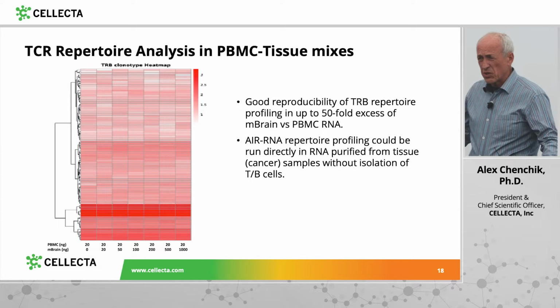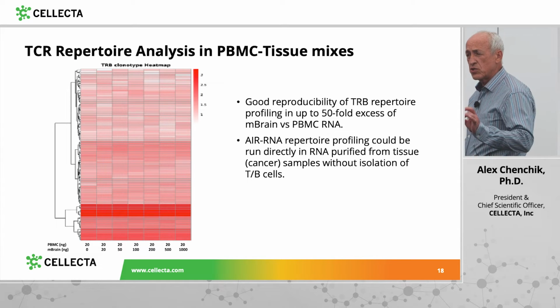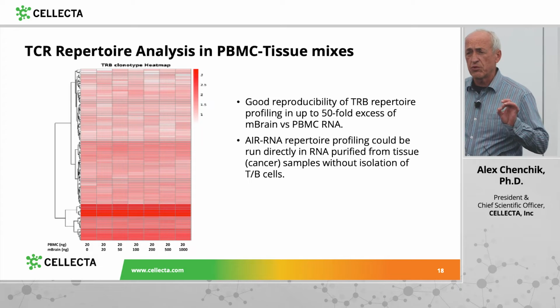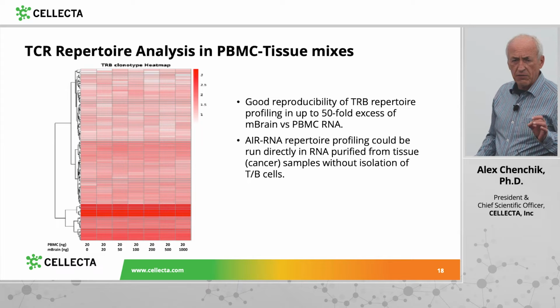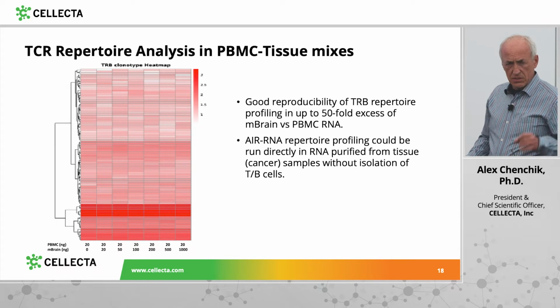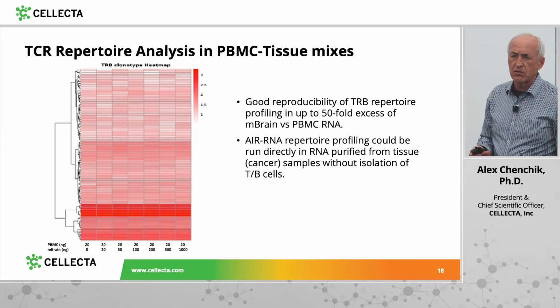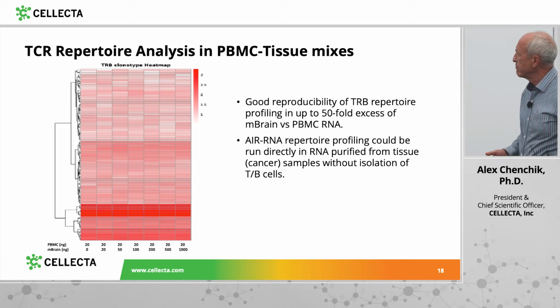What's great, you can generate the same data if you use just tumor samples without even purification of T and B cells infiltrating lymphocytes. Because the technology is very sensitive, and up to 50-fold excess of other cell types still allows you to specifically amplify only immune receptors from the lymphocyte population of the tumor samples.